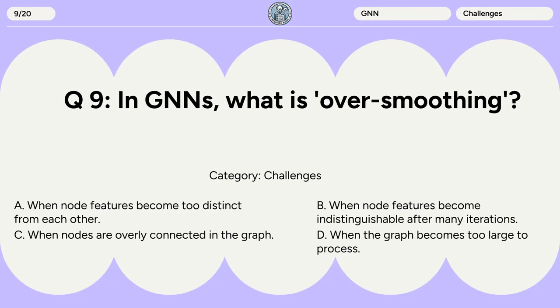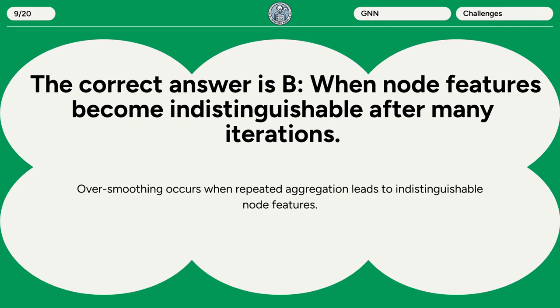Question 9. In GNNs, what is oversmoothing? A. When node features become too distinct from each other. B. When node features become indistinguishable after many iterations. C. When nodes are overly connected in the graph. D. When the graph becomes too large to process. The correct answer is B. When node features become indistinguishable after many iterations. Oversmoothing occurs when repeated aggregation leads to indistinguishable node features.